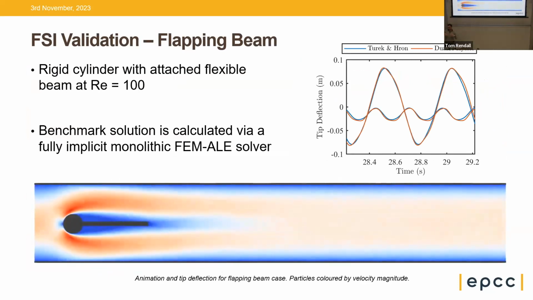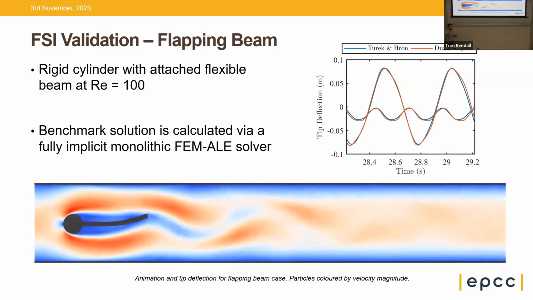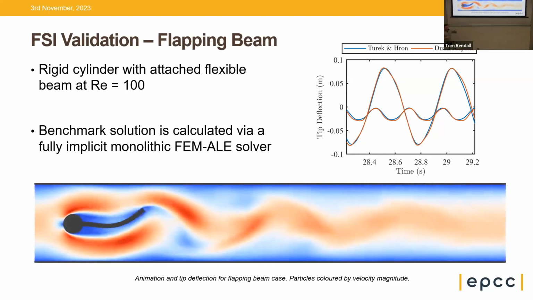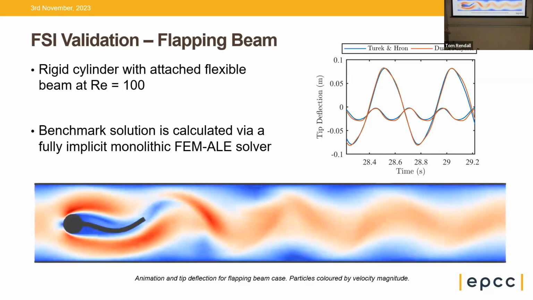Now for the full FSI, this is the same benchmark, a flexible beam attached to a rigid cylinder, Reynolds 100, so you get vortex shedding, which interacts with the flexible beam, and then you get this self-sustaining flapping motion. Again, very good agreement with the benchmark case.